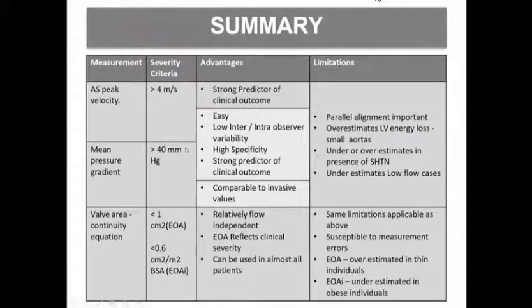When the mean gradient, this was the EG, is very easy to use, two criteria. Because EG has less variability, high specificity, and is a strong predictor for the outcome, compared to the invasive cath studies. So the only limitation: if you are not getting the parallel alignment, you have an overestimate. LV energy loss at the rotor, like the pressure recovery, underestimates the presence of systemic hypertension and low flow cases.